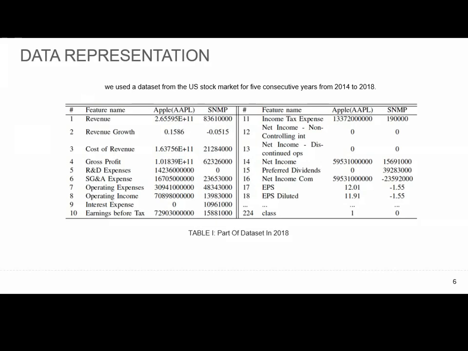Data representation. In this study, we use a dataset from the US stock market for 5 consecutive years, from 2014 to 2018.